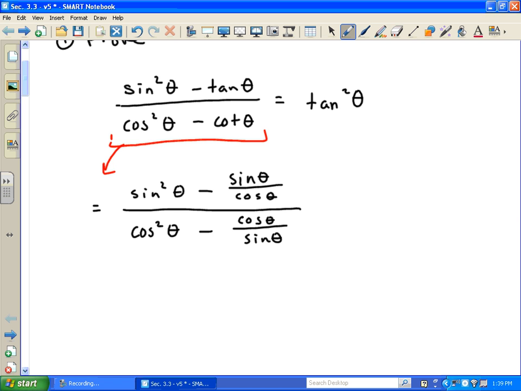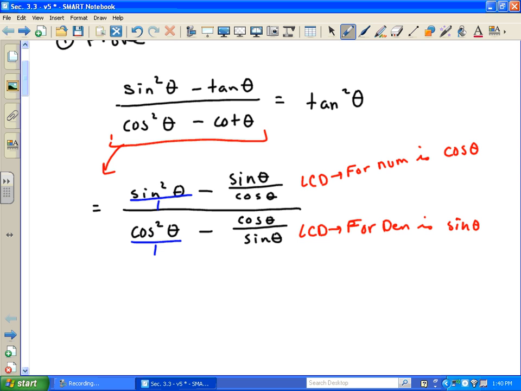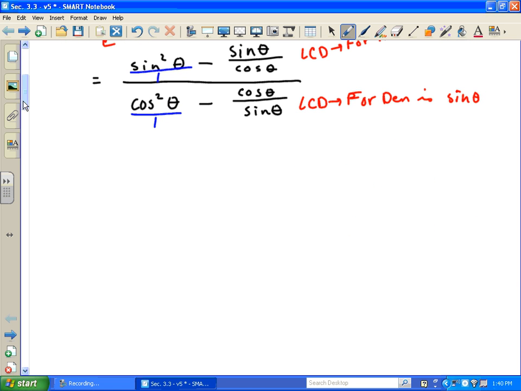From this point, I will find a common denominator in the numerator, and I will find a common denominator in the denominator. So in other words, if I write this fraction over 1 and this fraction over 1, we see that the LCD for the numerator is cosine of theta. The LCD for the denominator is sine of theta. And so we will get those common denominators both in the top and in the bottom.